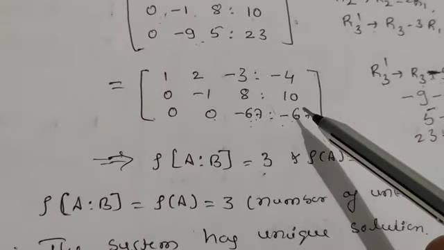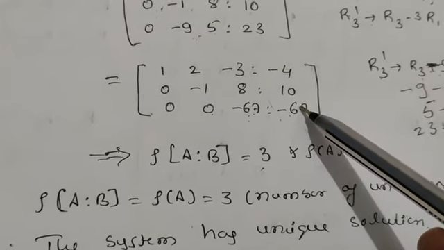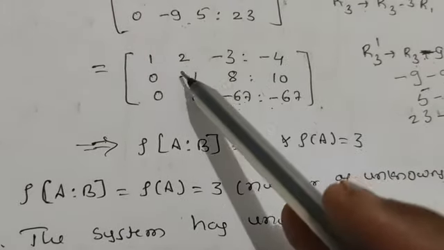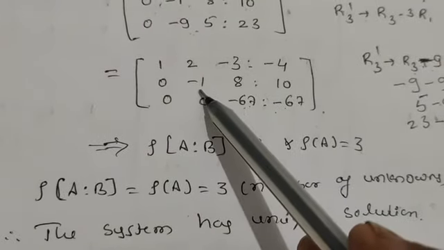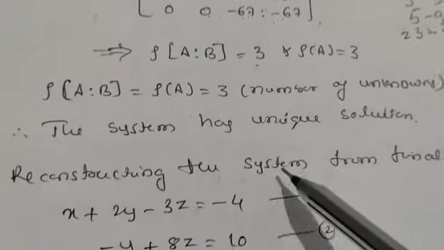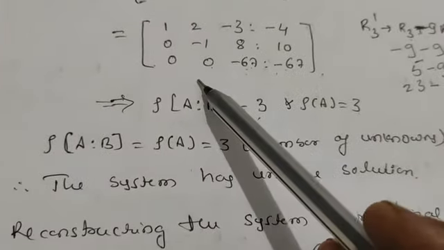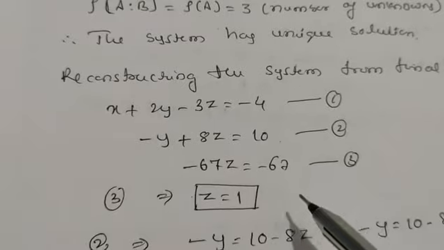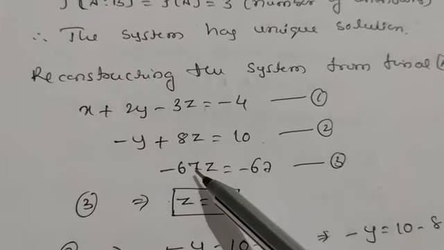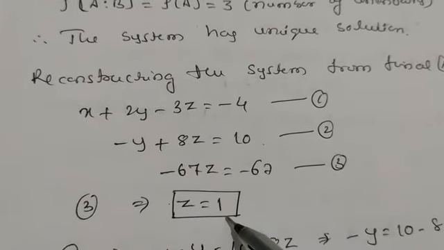Then reconstructing the system of equations from this A colon B. So it is x plus 2y minus 3z is equal to minus 4. And the second equation is minus y plus 8z is equal to 10. And the third equation is minus 67z is equal to minus 67. So from the third equation what do we have here? Minus 67 gets cancelled, z is equal to 1.